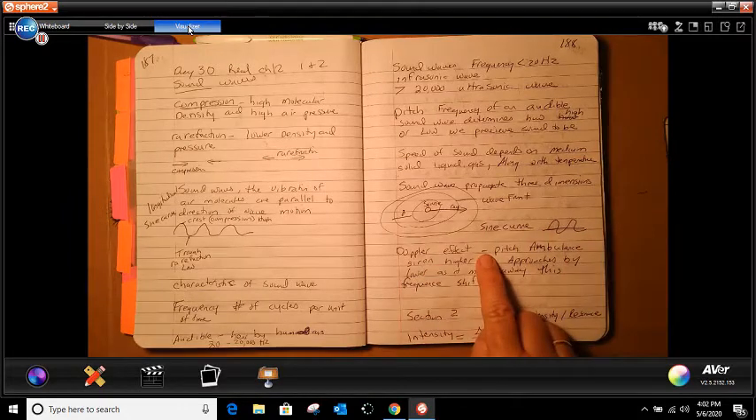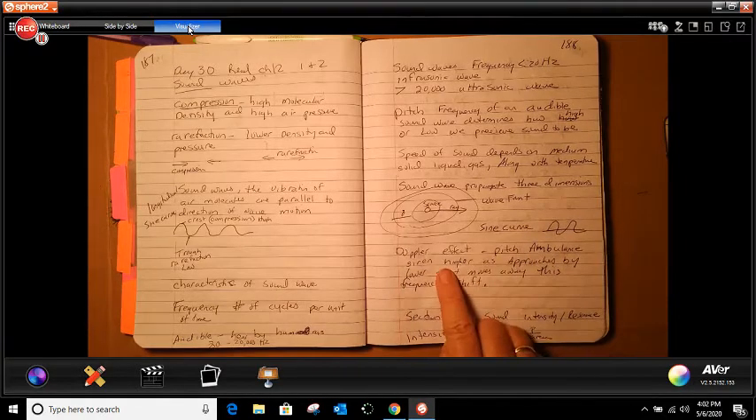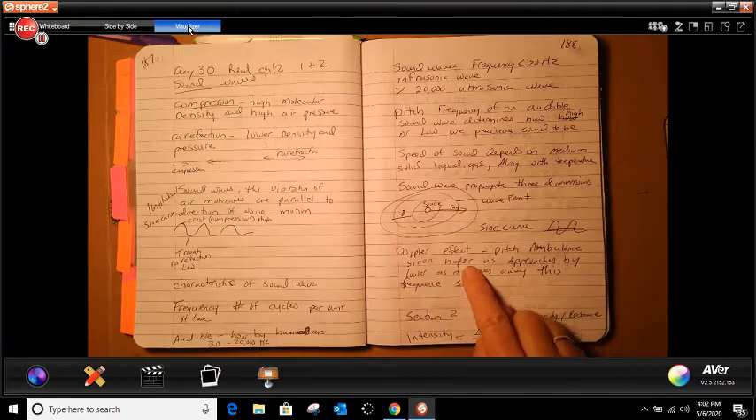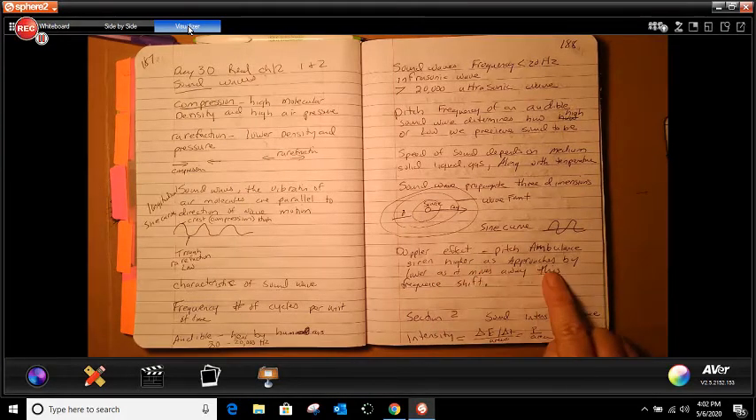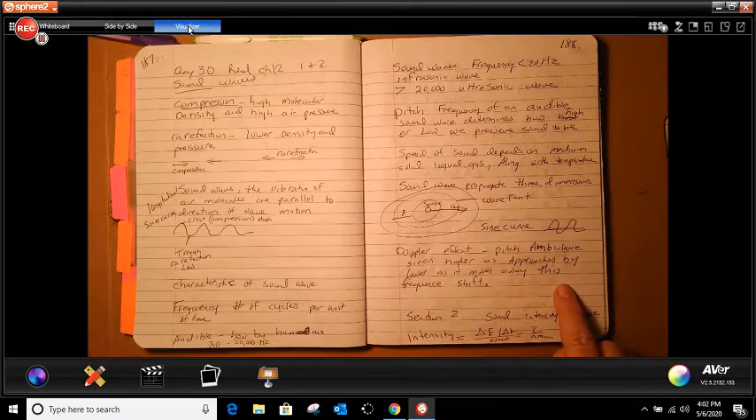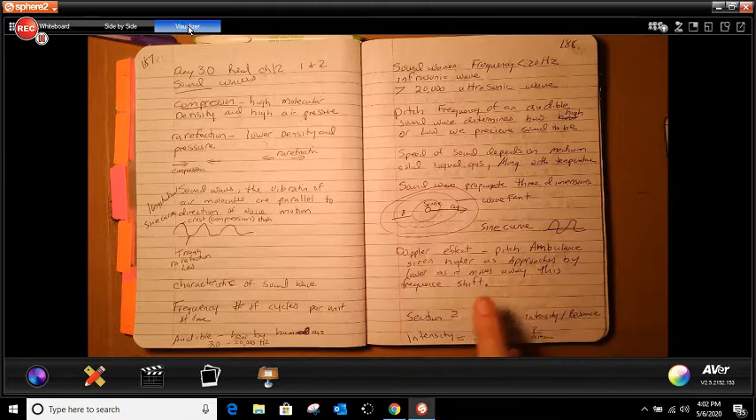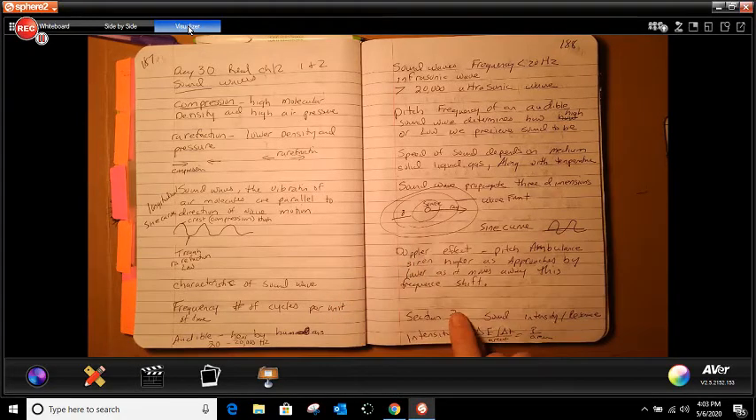The Doppler effect is the change in pitch of a siren. So if you had a siren that was coming up behind you, it would sound closer and louder than when it leaves you. And that is having to do with the frequency shift. And that was all section 1.